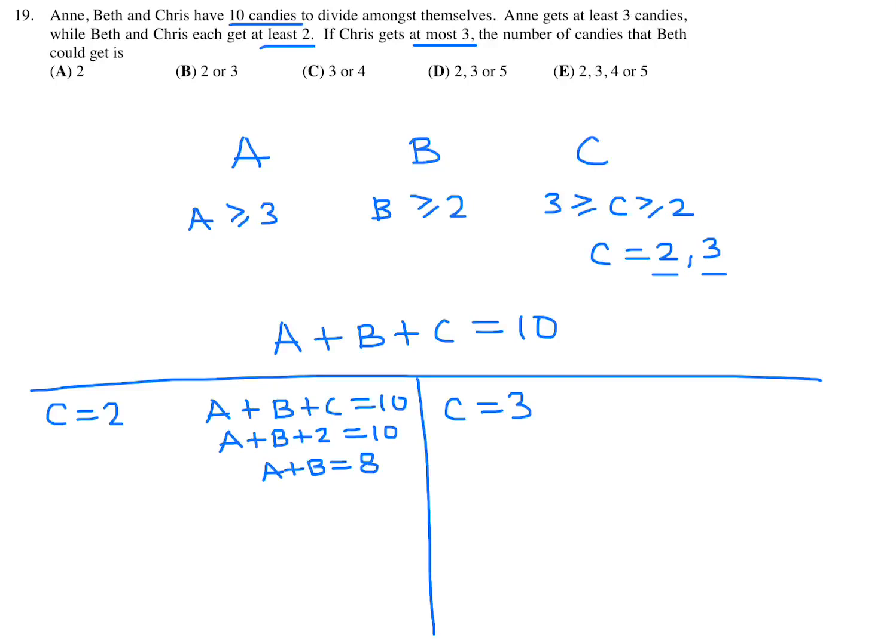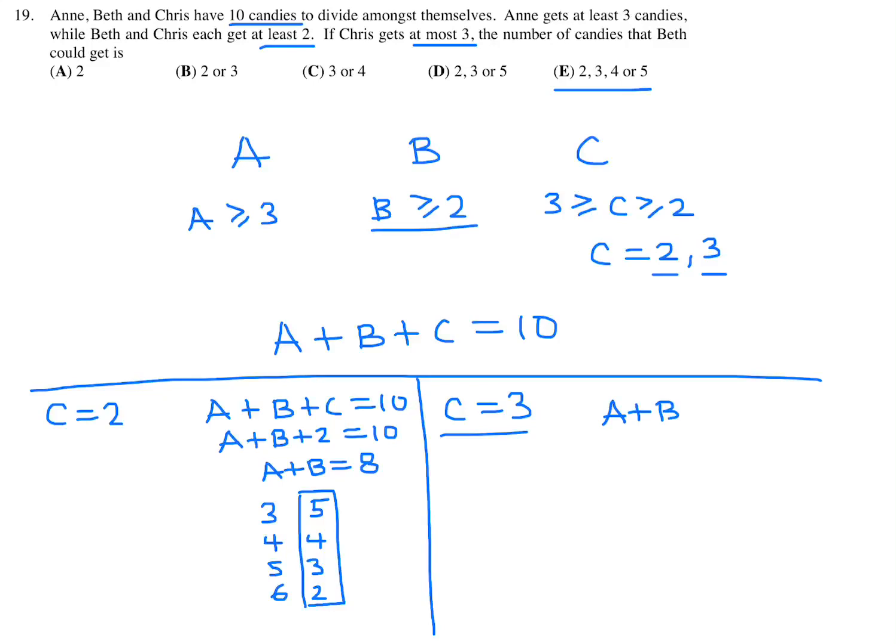Well, if A is equal to 3, we start with its lowest end. B will be 5. If A is 4, B will be 4. If A is 5, B will be 3. And if A is 6, B will be 2. And we can't keep going because if we do, B will be less than 2, and we have to maintain that condition. So far we have values of 2, 3, 4, and 5. And that looks like choice E, but let's just complete the question with C equal to 3.